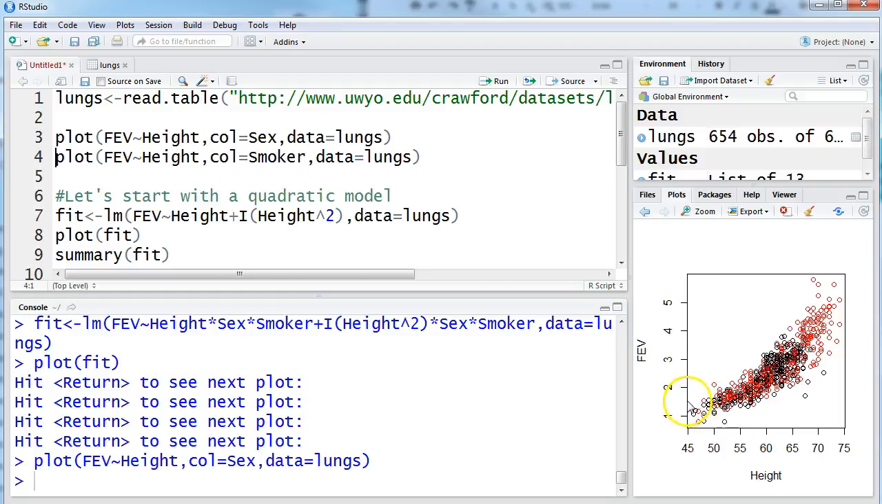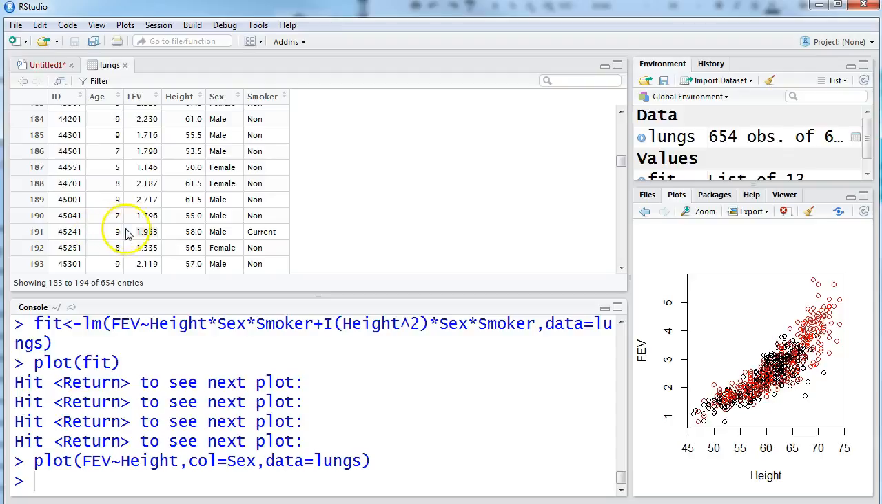Okay, that's very low. 1.93 is very low. It's a male. How tall was this male? 58 was the height. So this male should have had more lung volume. Something's wrong with this particular person's lungs, that when they did the blow test, it didn't go so well for them. Can I tell why? I don't know, and I don't see anything here telling me that this is an error.